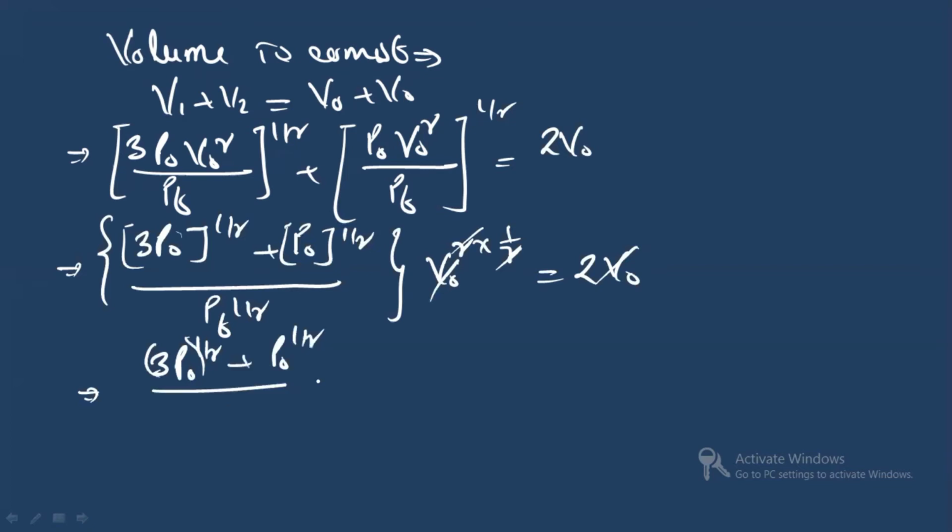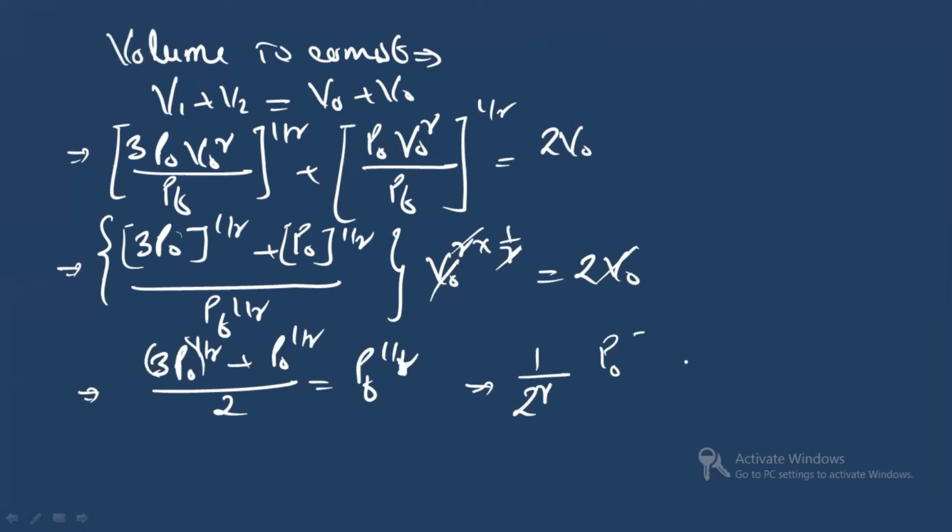This will be divided by 2, which equals taking Pf to the other side to the power 1 by gamma. Now you see, this will become 1 by 2 to the power gamma, because I'm taking Pf to the power gamma to the other side. And here, if you take P0 to the power 1 by gamma common, then it will become just P0, because 1 by gamma into gamma will get cancelled.